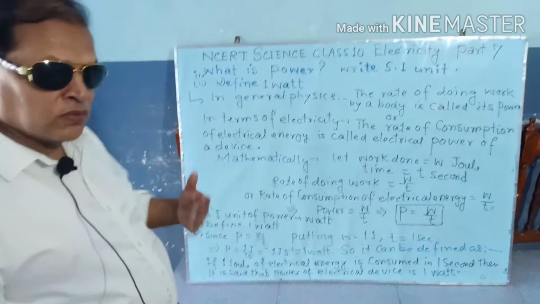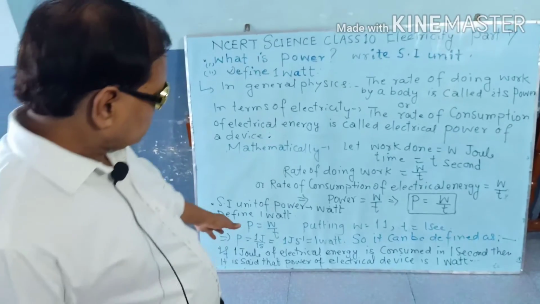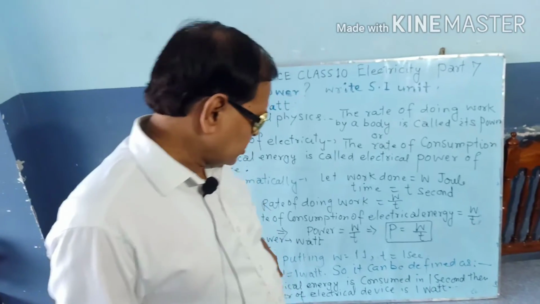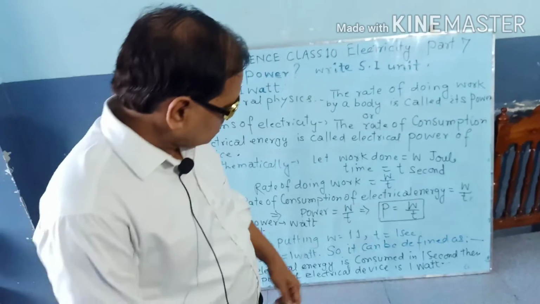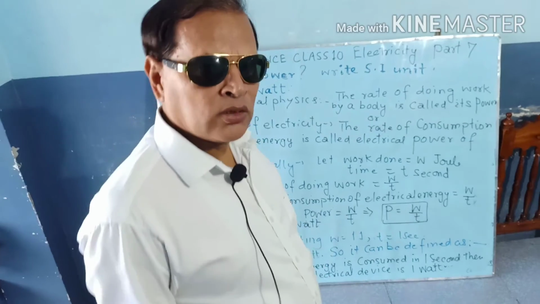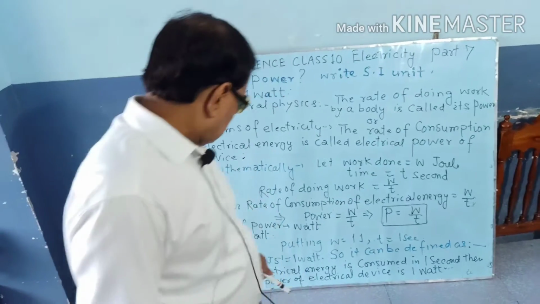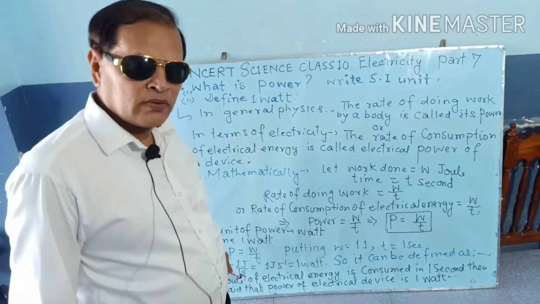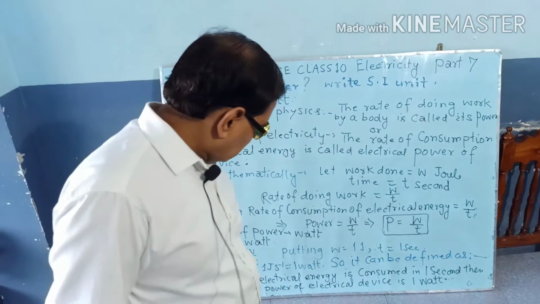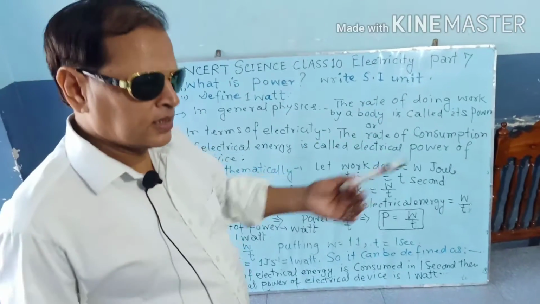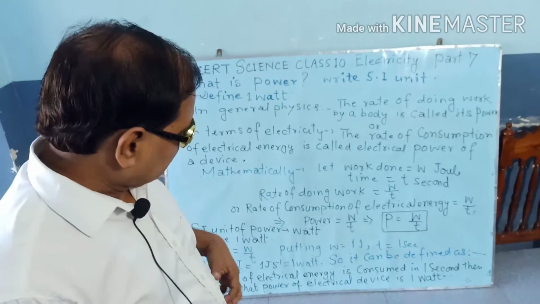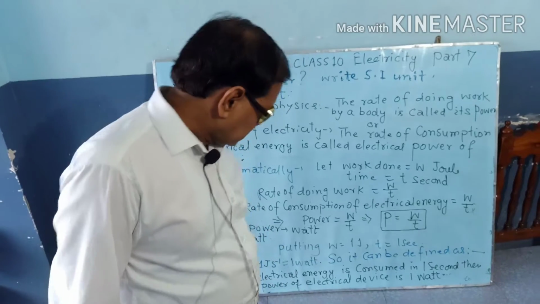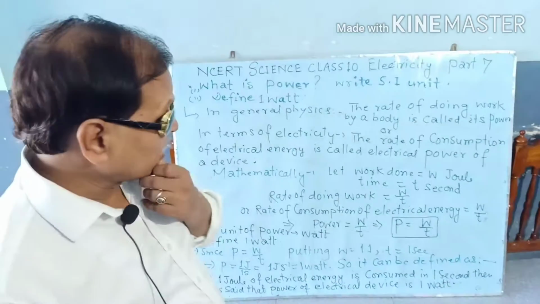We will define 1 watt. As we know, power is equal to W by t. In this expression, we put W equal to 1 joule and t equal to 1 second. Now we get P equal to 1 joule by 1 second, that is 1 joule per second. 1 joule per second is known as watt.